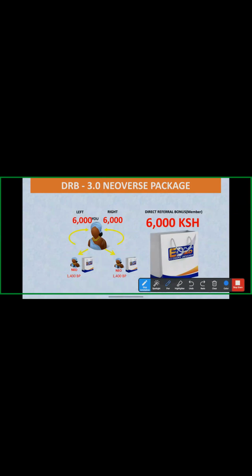The system also detects if this side they are buying products and this side you register someone, the moment it detects 1,400, that's another 4,800. And the system also detects if these people buy products and these people buy products, the moment they hit 1,400 binary points, you'll be getting 4,800 Kenyan shillings. So with that, we move.